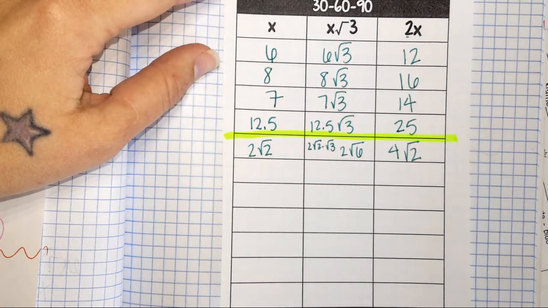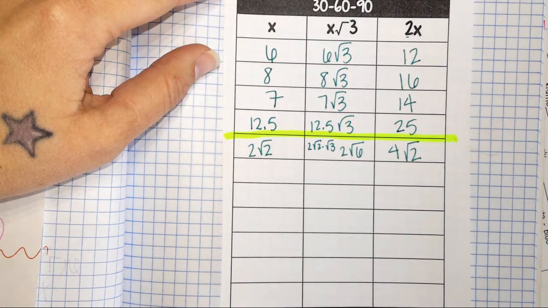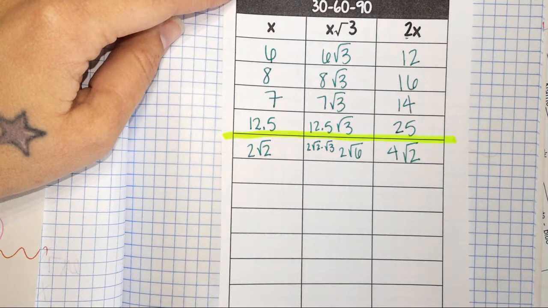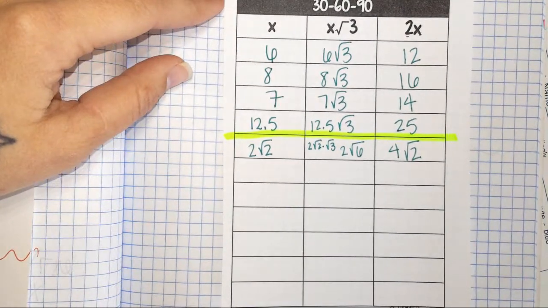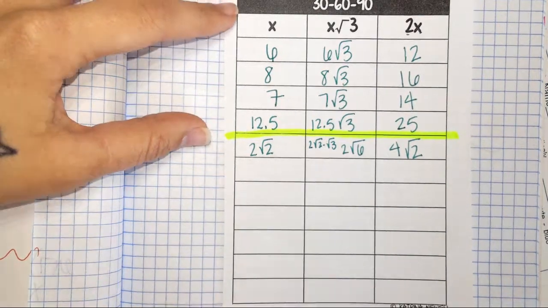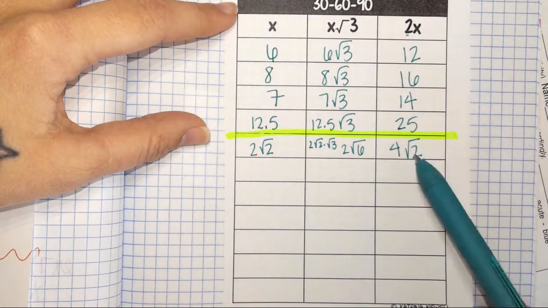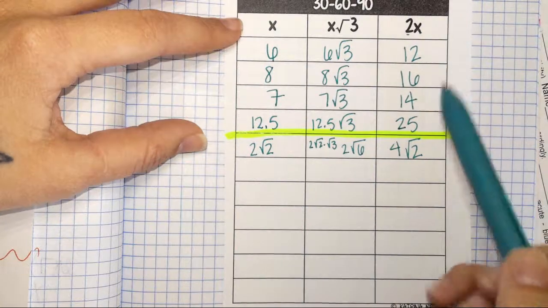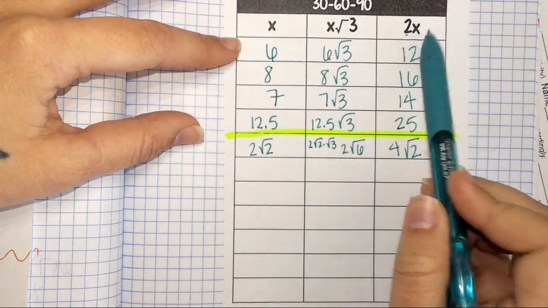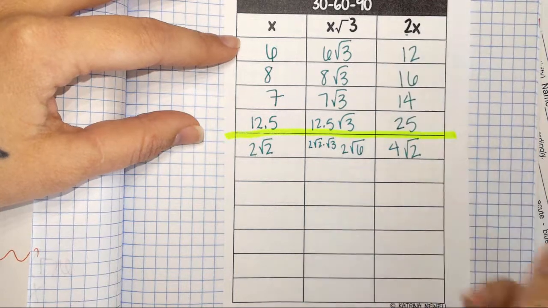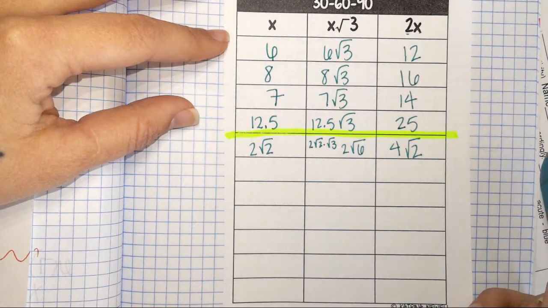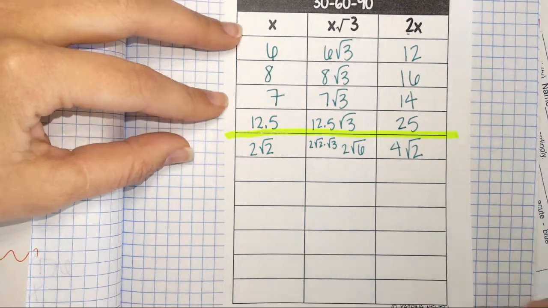Does everybody see how we got 2 root 6? Does anybody not see? So if it's 2x, we need to get rid of the 2 to get x. If 4 root 2 is 2x, we just divide by 2. So that doesn't do anything to the root? No, because it's not under a square root.